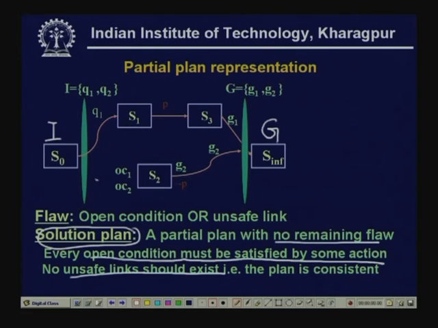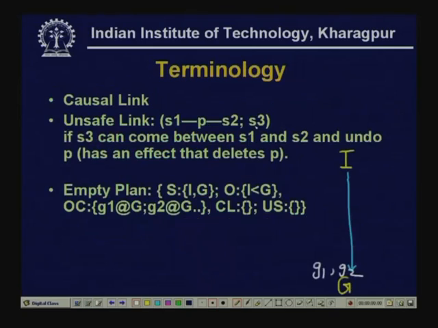And so, Q2 is another effect of S0, and S-inf is the goal state, and this goal state has a set of preconditions. The preconditions are the propositions which are true at the goal state. So, the preconditions here are G1 and G2. So, in the initial plan that one can draw, G1 and G2 are the open conditions. So, this is S0 and this is S-inf, and G1 and G2 are the open conditions of the goal.